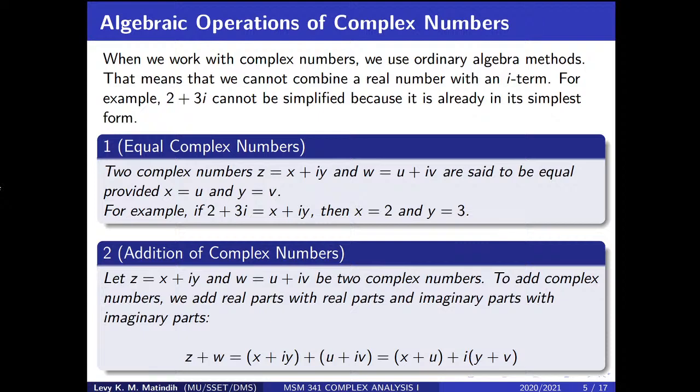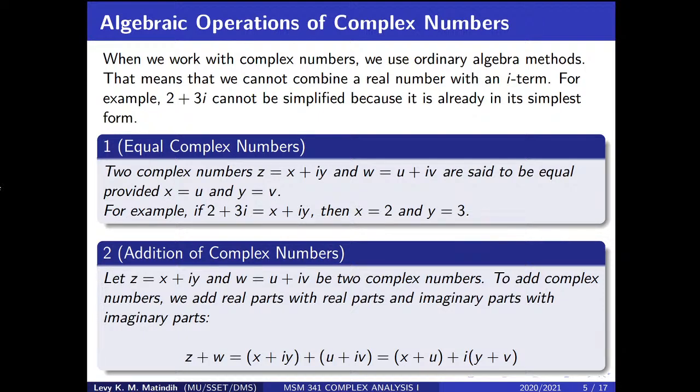Okay, this is part number 2, addition of complex numbers. Let's suppose we have two complex numbers, z, which is equal to x plus iy, and w, which is equal to u plus iv. To add the complex numbers z and w, we add the real parts together and the imaginary parts together. From there, you simplify.